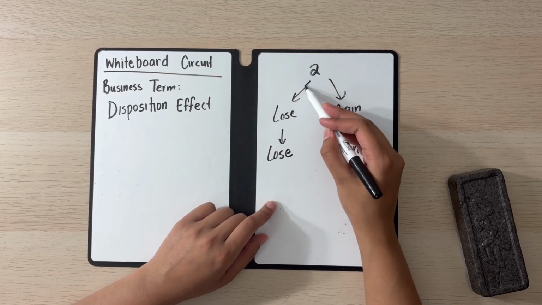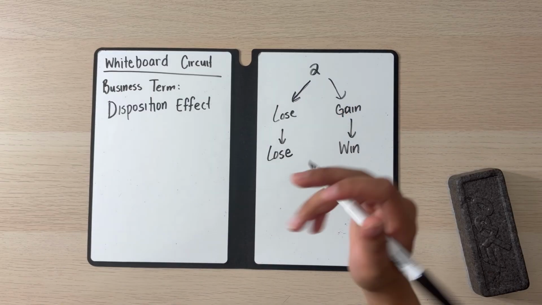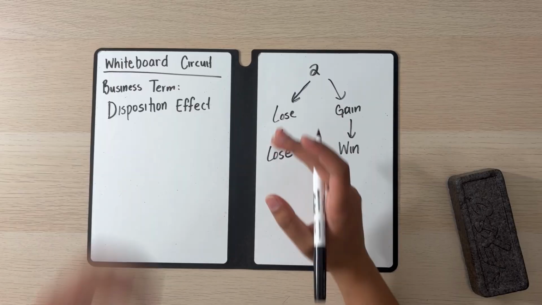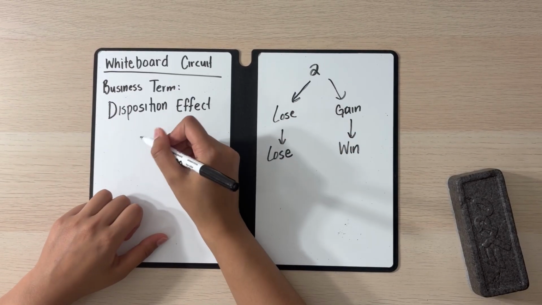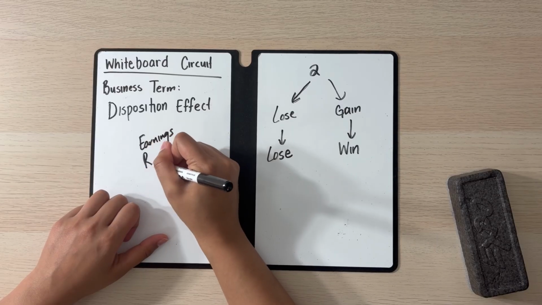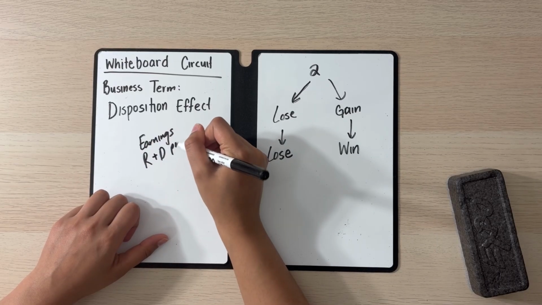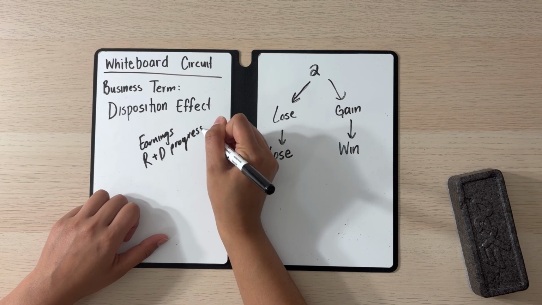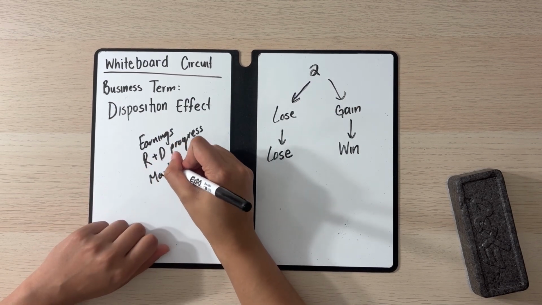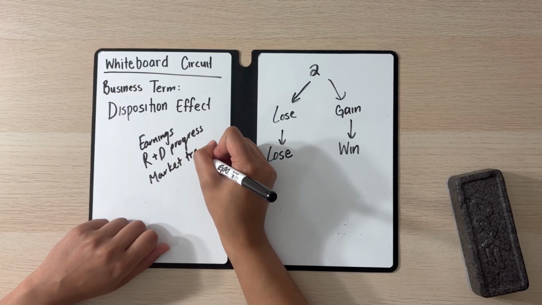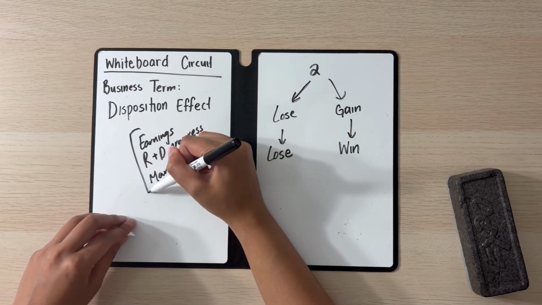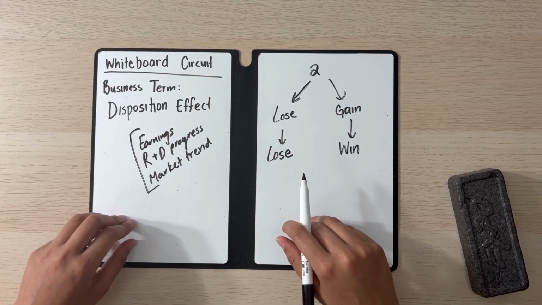Now, how we should ideally be investing is to look at the facts. Look at the earnings of the company. Look at their R&D progress. Look at their stock trend, their market trend. And our decision should be purely based off of how the company is performing.